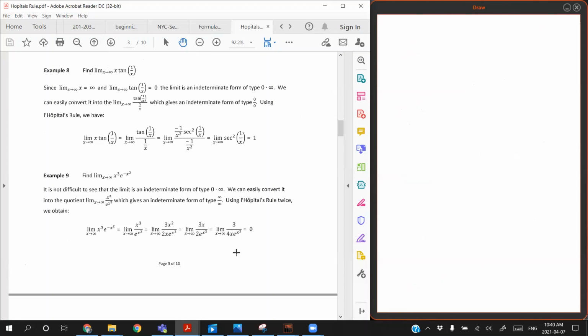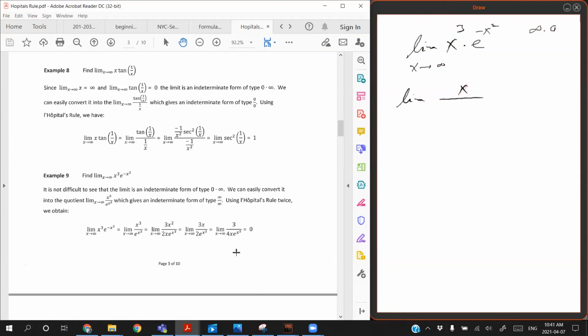Next example. Limit of x to the power of 3 times e to the power of negative x squared as x approaches infinity. So here we have infinity times e to the power of negative infinity, which is 0. That's going to be infinity times 0. So what do we do with this?